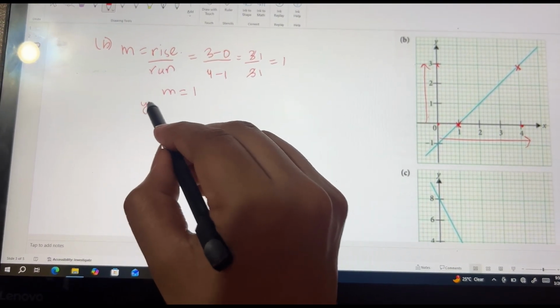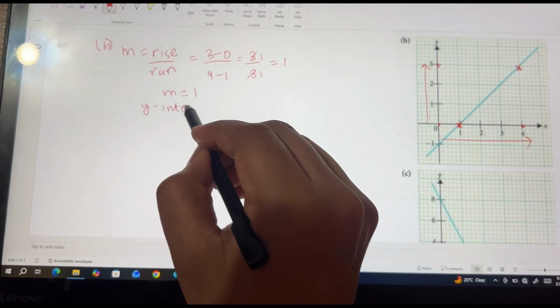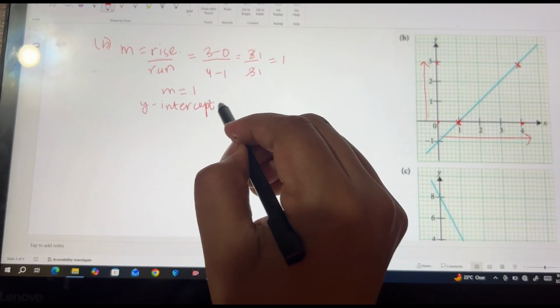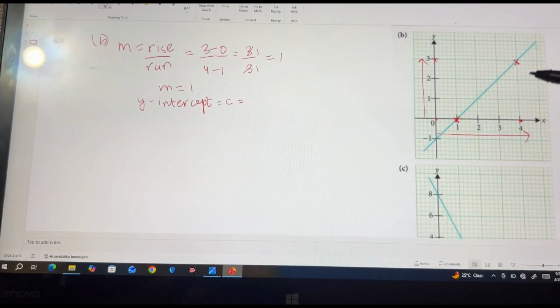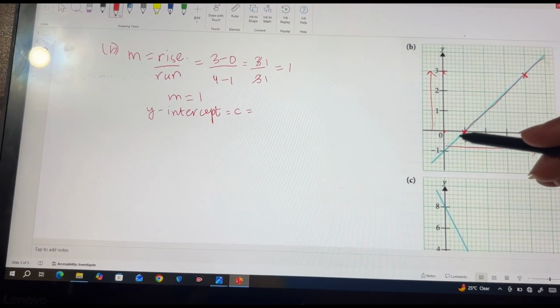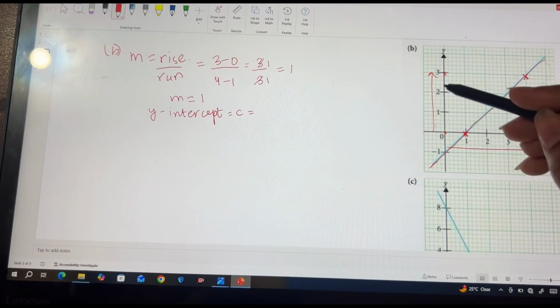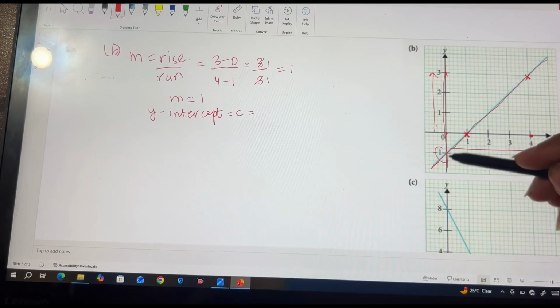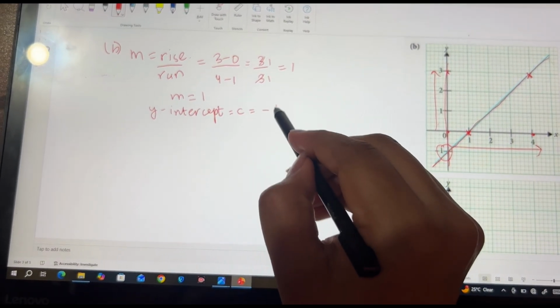Now for the y-intercept. The y-intercept is equal to c. Now you will see at which point this line is crossing the y-axis. So if you see, on the y-axis it is touching -1. So our intercept is -1.